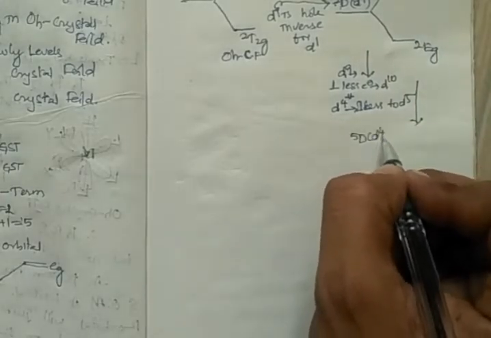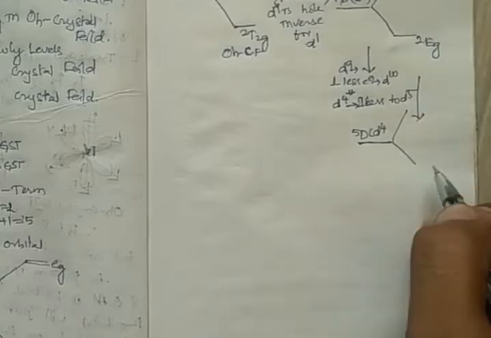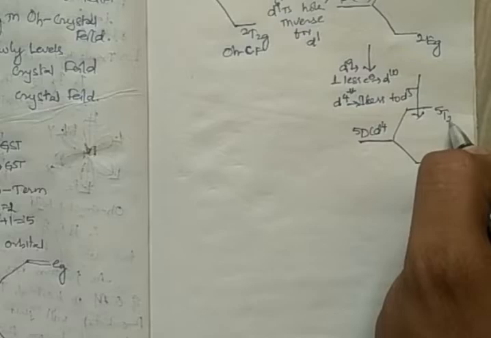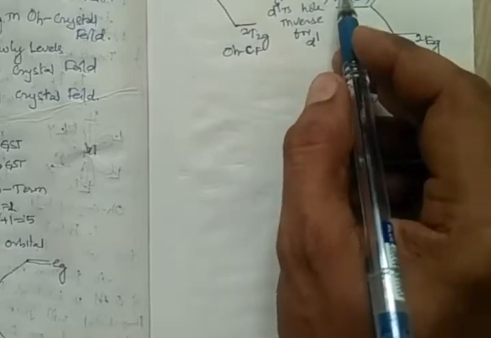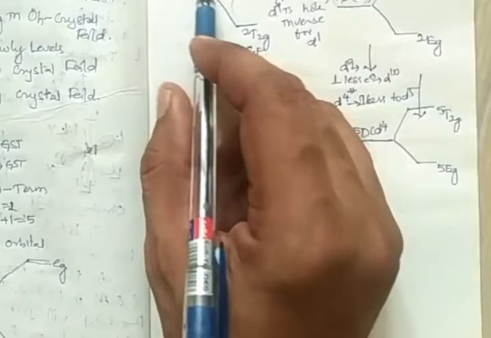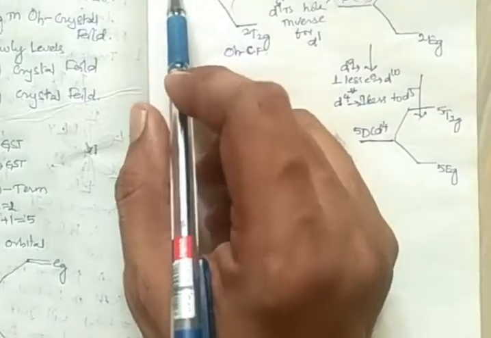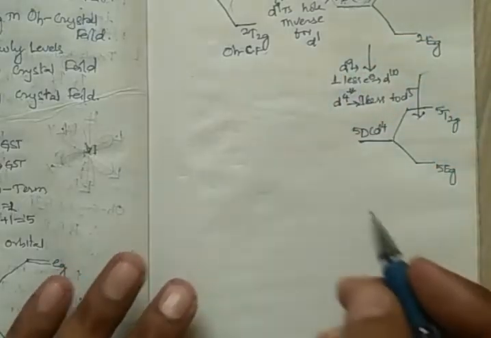5D term of d4 electronic configuration, where the lower energy state will be the doubly degenerate 5eg and the higher energy state will be the triply degenerate 5t2g, where you can observe that the spin multiplicity is just carried from the mother term. The newly generated energy terms carry the same spin multiplicity from the mother or parent term, right? Since the crystal field never affects the spin multiplicity, it just carries forward from the parent term to the newly generated terms, right? So like that.